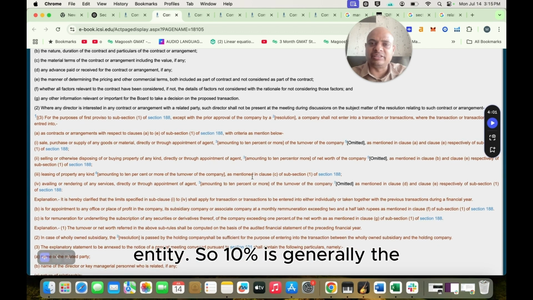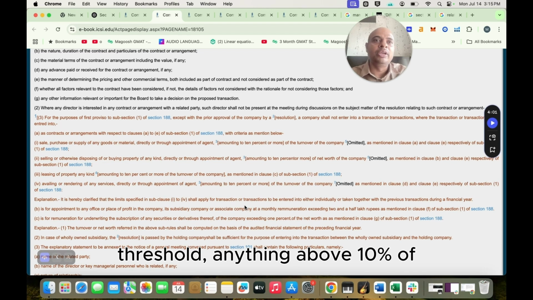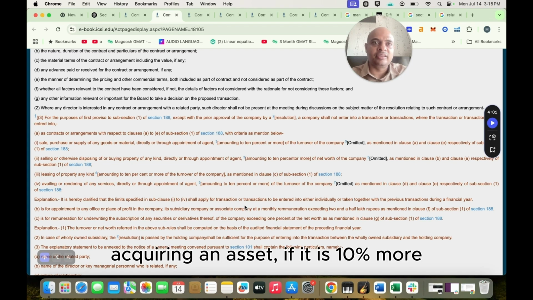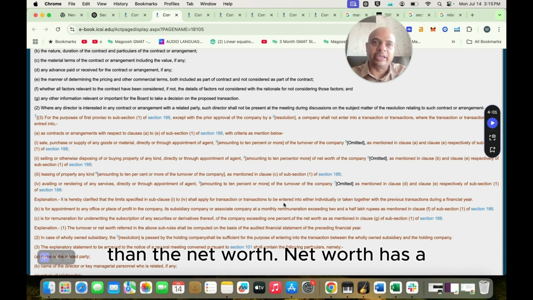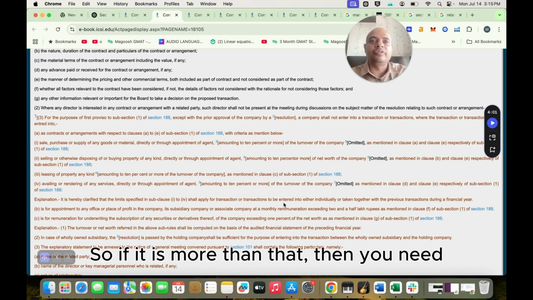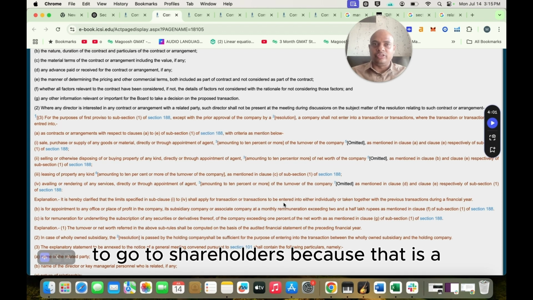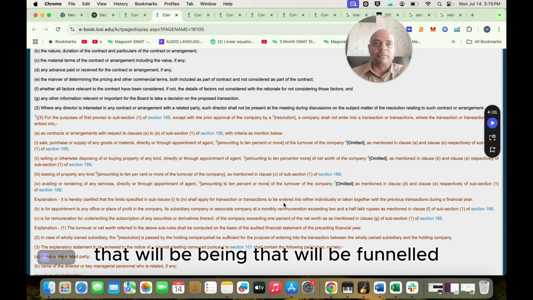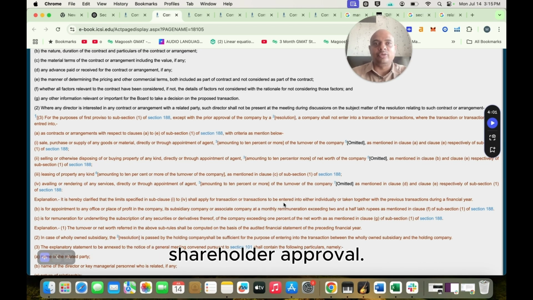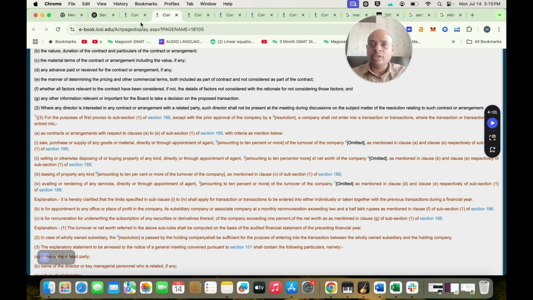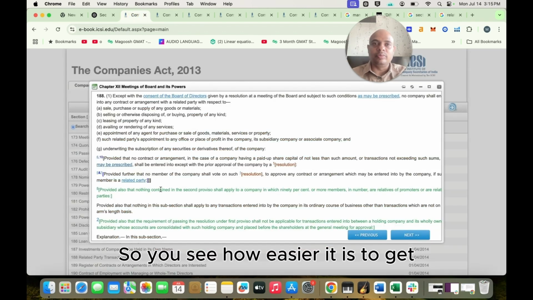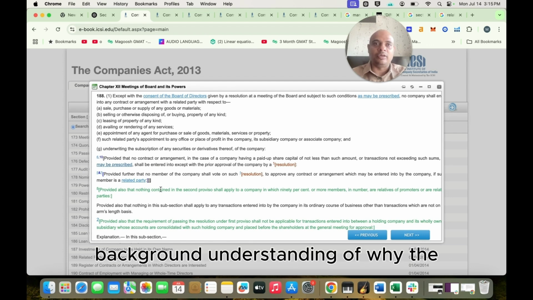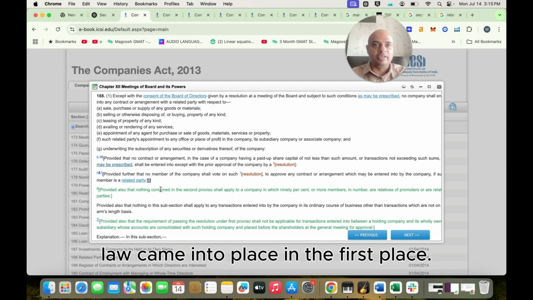So 10% is generally the threshold. Anything above 10% of turnover in most cases, and in the case of acquiring an asset, if it's 10% more than the net worth, which has a different definition under the Companies Act. If it's more than that, then you need to go to shareholders, because that's a big piece of the total capital that will be funneled out of the company, and that requires a shareholder approval. So you see how much easier it is to get these concepts once you have a background understanding of why the law came into place in the first place.